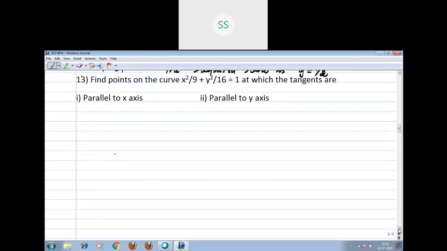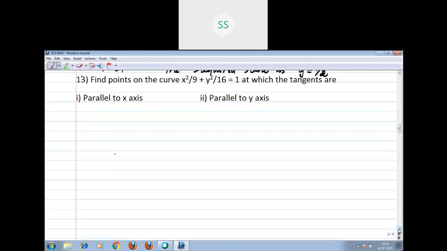See, one thing I want to recall: x square by a square plus y square by b square equal to 1 means what does it represent? Anyone who has learnt, you have to recall whether it is correct or not. No problem. Yeah, very good child. It is the equation of an ellipse.